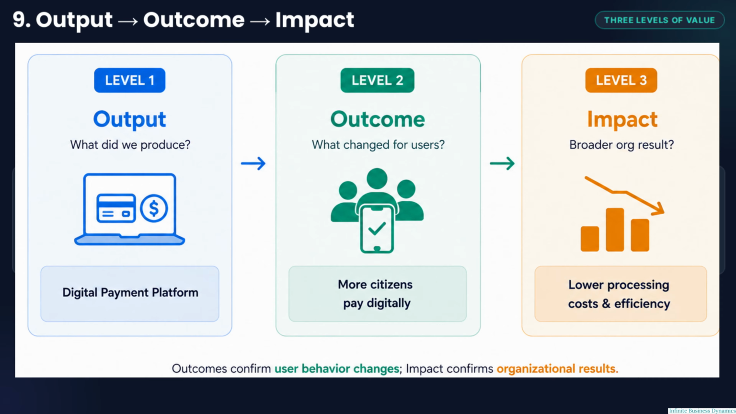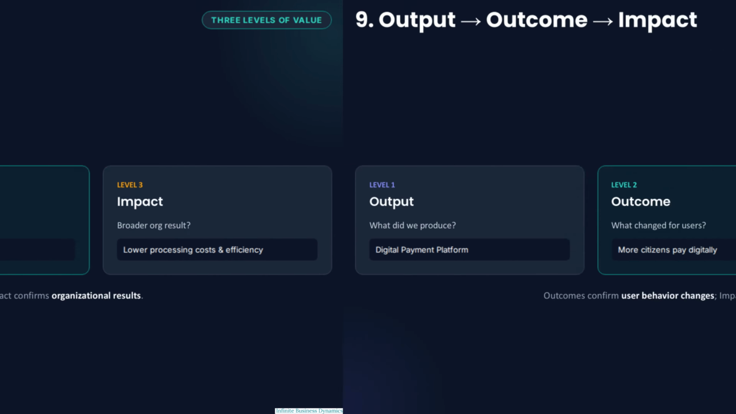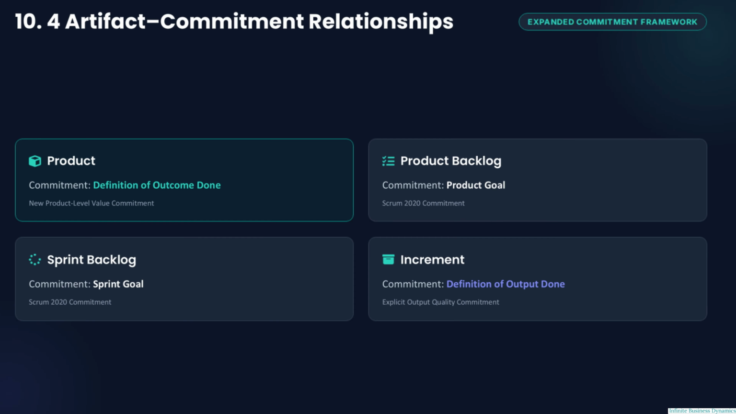The distinction is important. Outcomes confirm that user behavior or experience has changed, while impact looks at the broader results that emerge from those changes. This gives us a useful progression. We produce something that produces a change, and that change can contribute to a broader result. The next question, then, is how these results translate into actual value. We have now connected outputs, outcomes, and impact. The next step is to see how these ideas are anchored through commitments across the Scrum system.